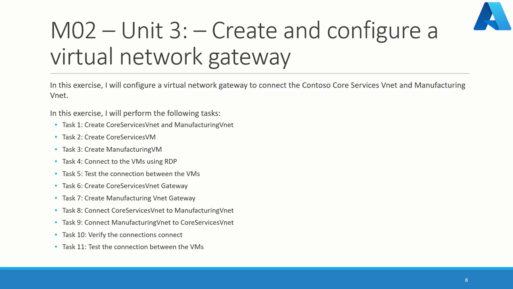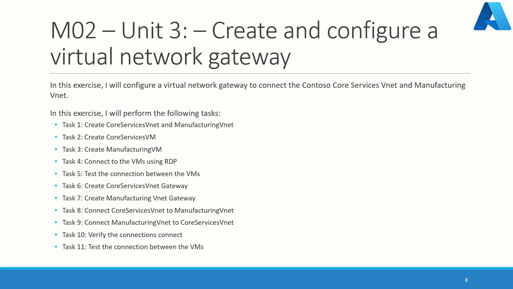There are 11 tasks that I will perform. The first task is to create the core service VNet and manufacturing VNet. I'm going to use an existing script to do this. After that, I'll create a core service VM and also a manufacturing VM. Then I'm going to connect to the two VMs using RDP. At that point, the two VMs will not see each other because they are on different virtual networks.